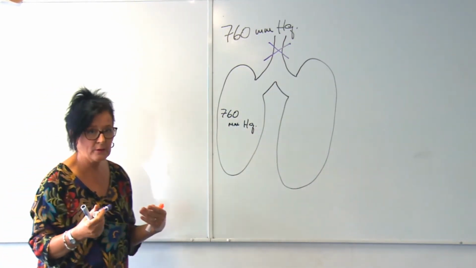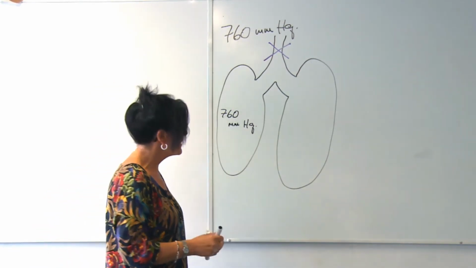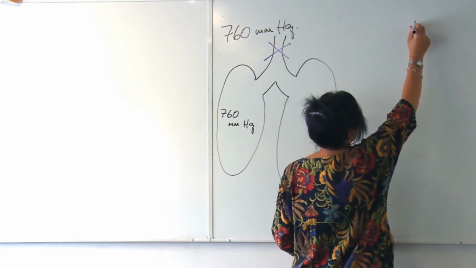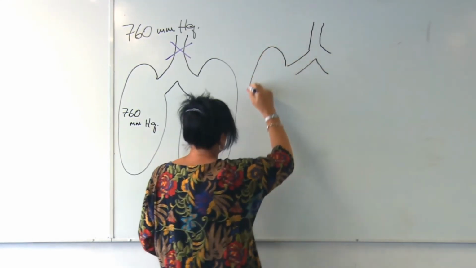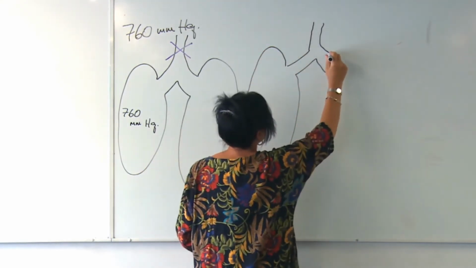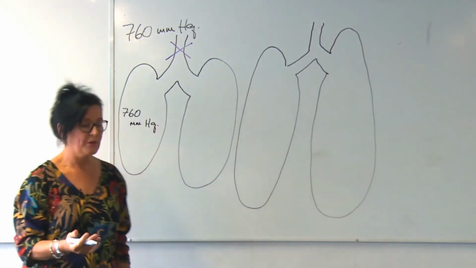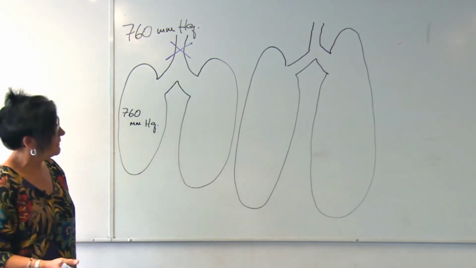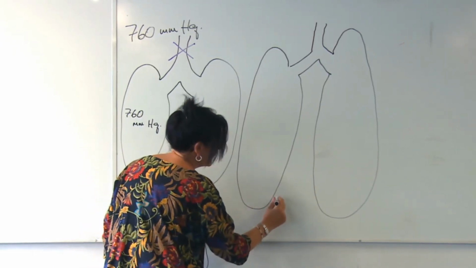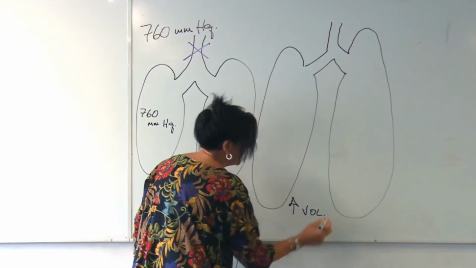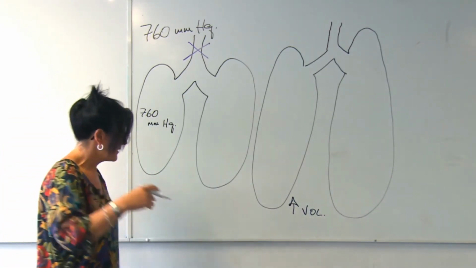Okay, so we had our little pause, but now we need to breathe in again. So we increase the volume. So here's a slightly bigger pair of lungs because we've increased the volume. In our bigger lungs, greater the volume. So what's going to happen to pressure? Pressure is going to decrease. Boyle's law.